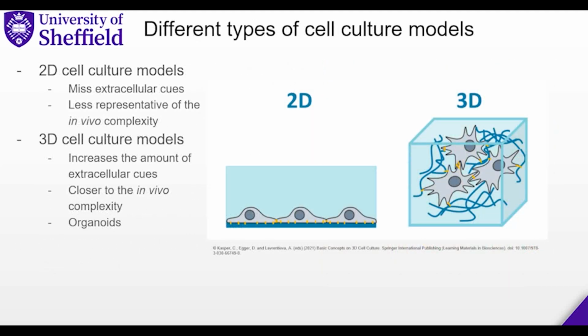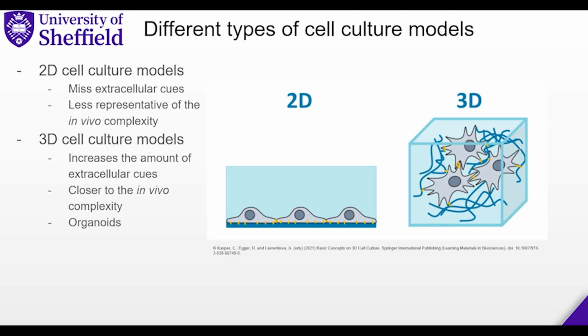When using cells to model and study human inflammatory responses, there are several ways of going about this. Classically, 2D cell culture models have been used. However, in these kinds of models, certain extracellular cues can be lacking, which results in 2D cell cultures being less representative of the in vivo complexity they are trying to capture.